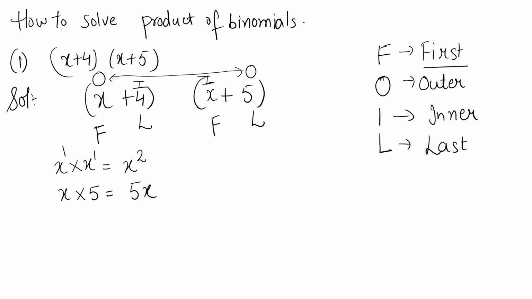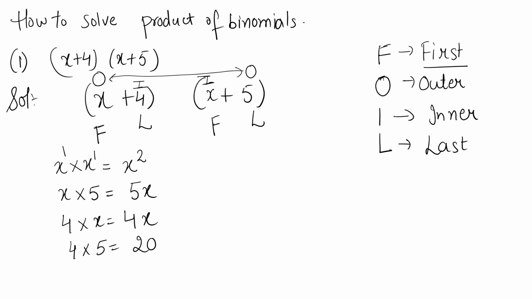Now we are going to multiply the inner terms. The inner terms are 4 and x. So 4 multiplied by x will be 4x. Now we multiply the last terms. The last terms are 4 and 5. So the answer is 20.